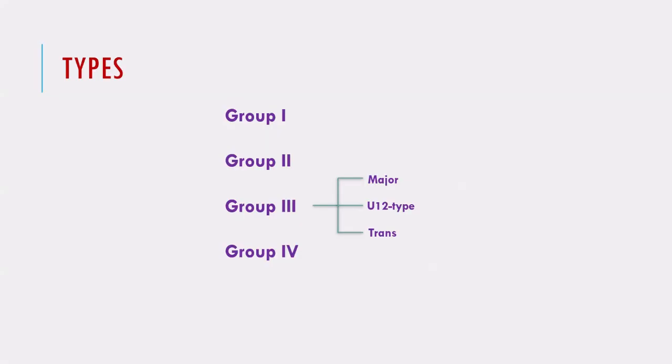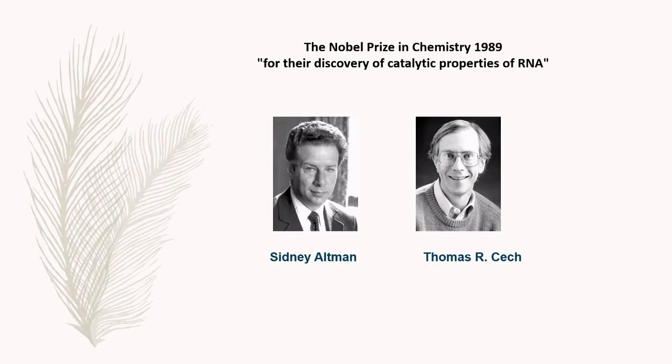So we can see that there are 4 different groups of introns, and out of these 4, group 3 intron has 3 more classes: major, U12 and trans type. So these are the scientists who were given the Nobel Prize for their discovery of RNA having catalytic property. So this is all about it. In this video we have understood about the 5' capping, addition of the poly A tail and splicing.